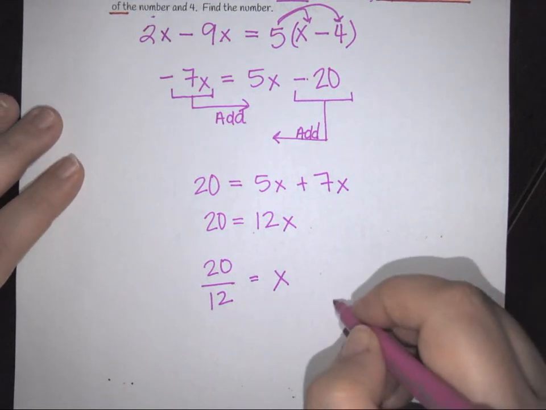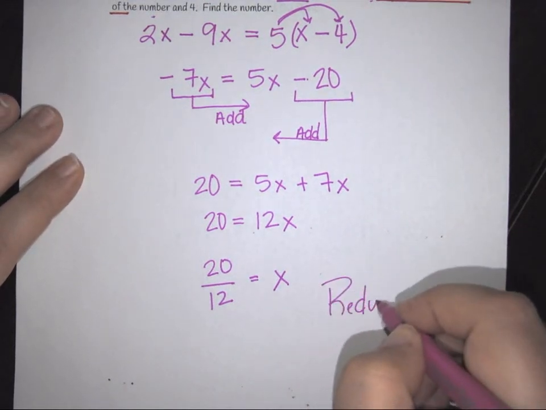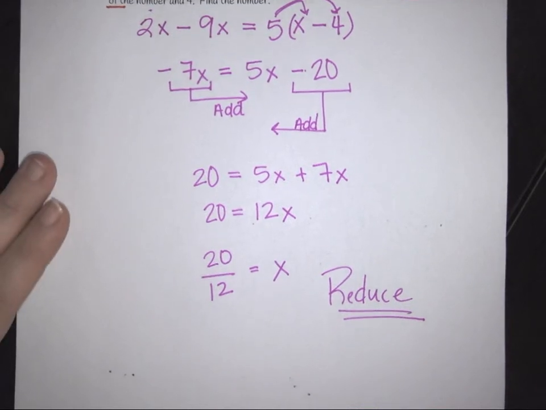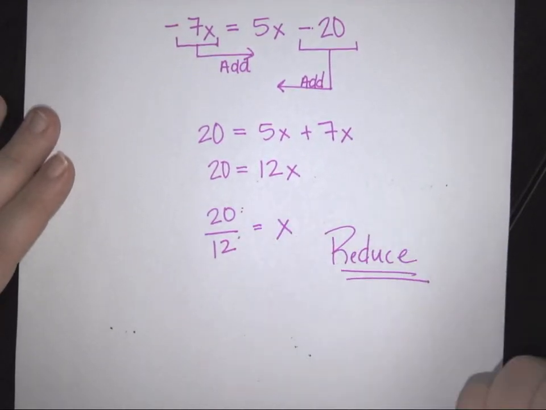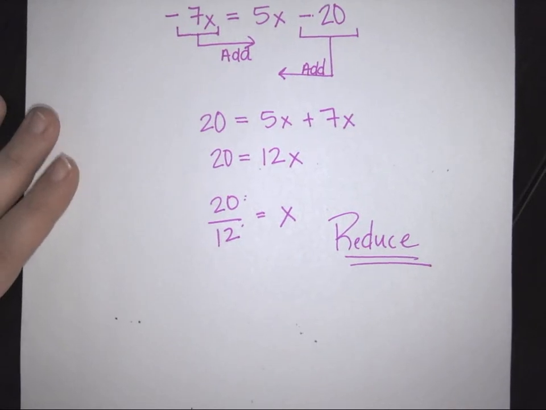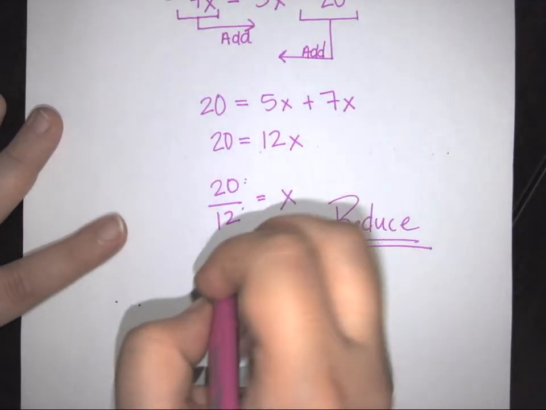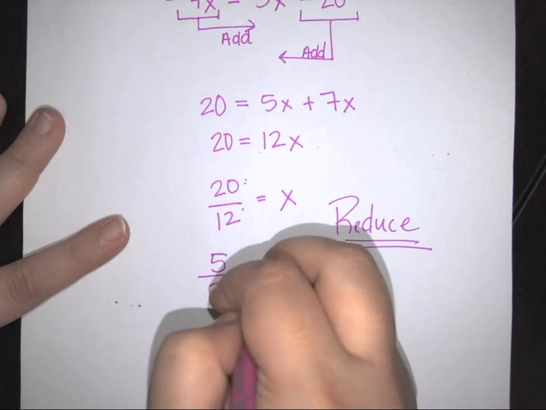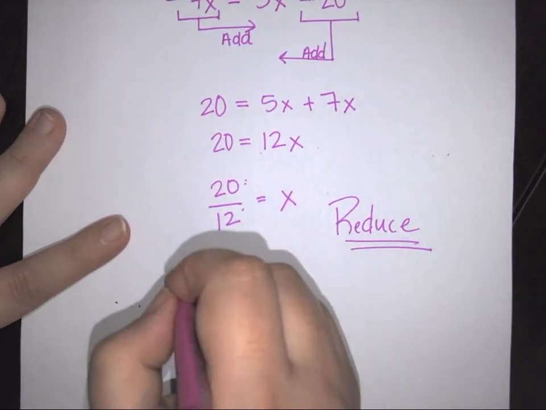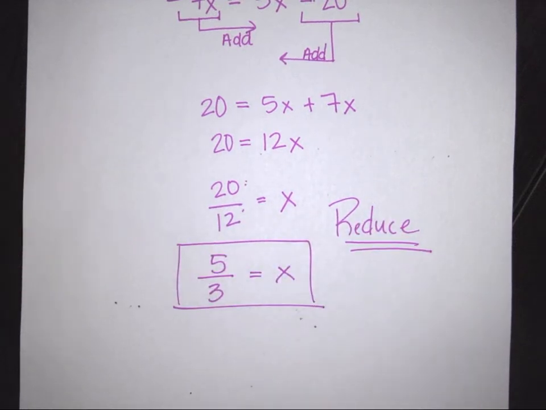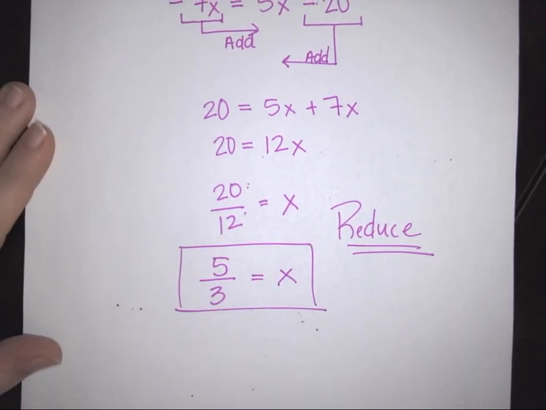And remember, you need to reduce. So 20 over 12, what's in common between these two is a 4. So I'm going to divide a 4 out of the top and bottom. 20 divided by 4 gives me 5. 12 divided by 4 gives me a 3. Thus, my number was 5/3. Okay.